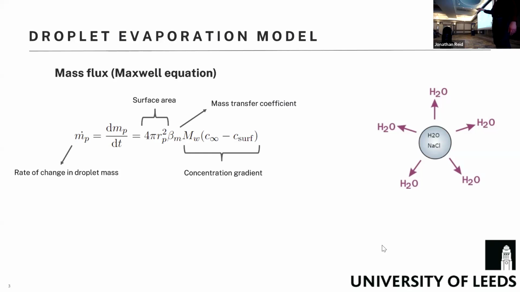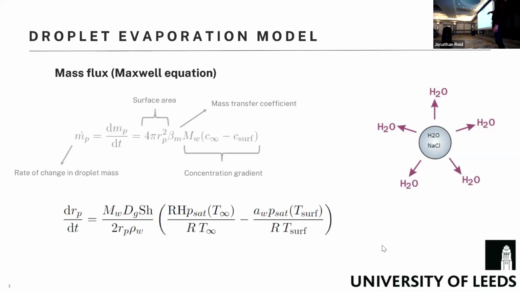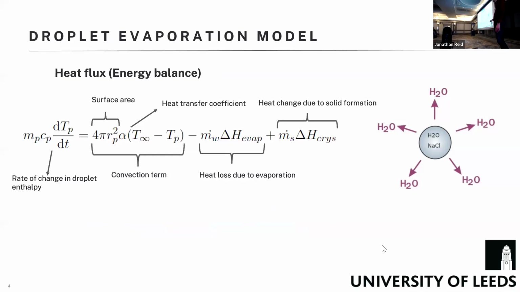And so this is given by the product of the droplet surface area with mass transfer coefficients and a concentration gradient of water vapor between the surface of the droplet and far from the droplet. Now we can re-express some of these coefficients, the mass transfer coefficient and the concentration of water vapor, using some known parameters, and this gives us actually our first differential equation for the change in droplet size as a function of time.